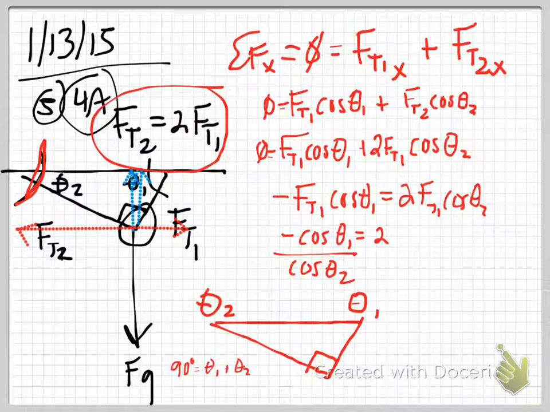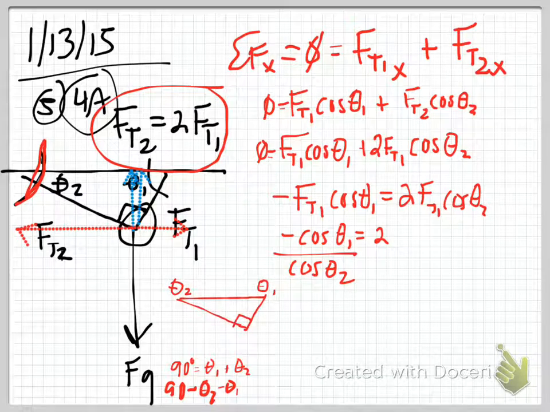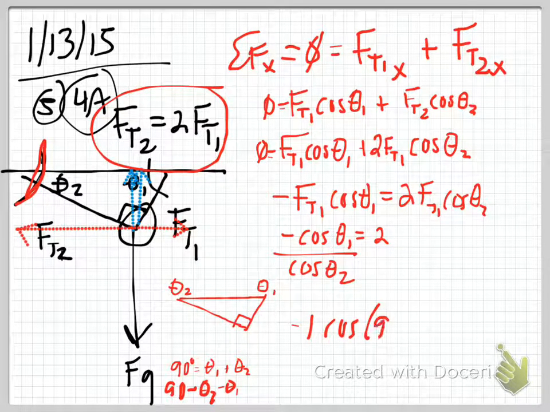I want 90 minus, okay, so therefore 90 minus theta 2 equals theta 1. We're not done. We have a trig identity to do. So we have negative 1 times the cosine of 90 minus theta 2.